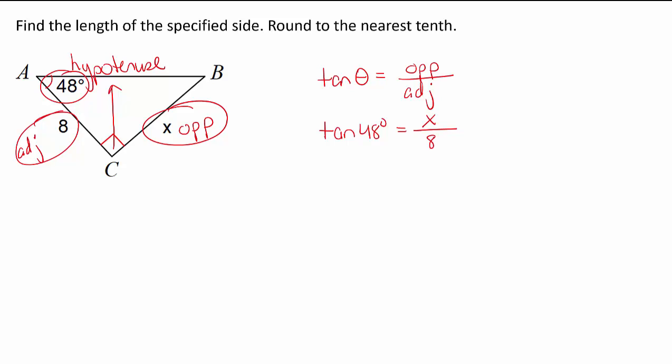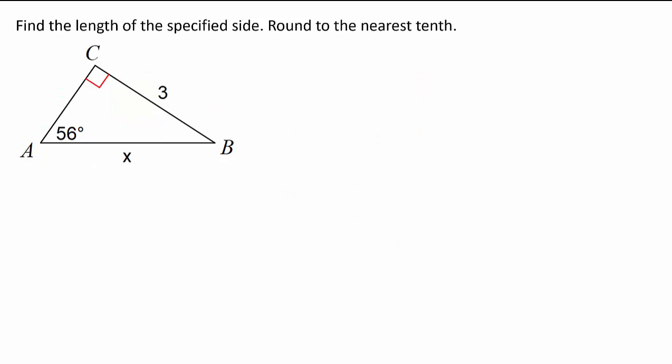So in this case, I still want to clear the denominator here, so I'm going to multiply both sides by 8. That's going to give me 8 times the tangent of 48 degrees, and x is already by itself in this case, so I can just plug that whole thing into my calculator, again in degree mode, and you should get 8.9. So the length of x is about 8.9 to the nearest tenth. Okay, you take a minute, pause the video, and try this problem.